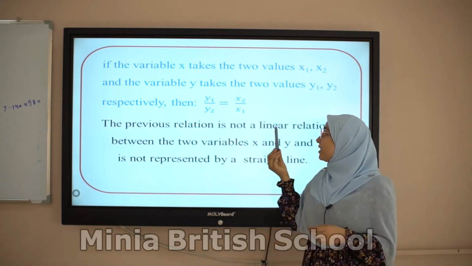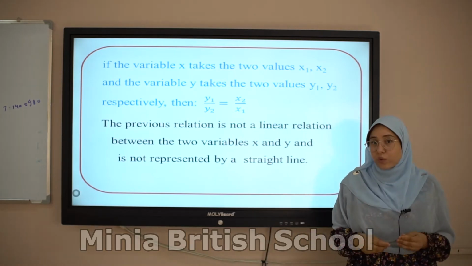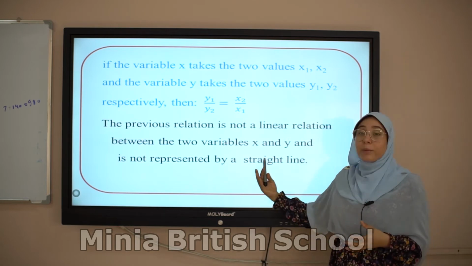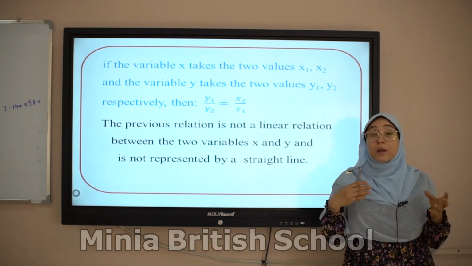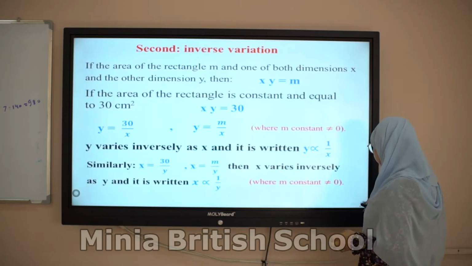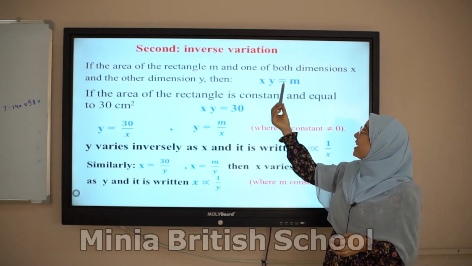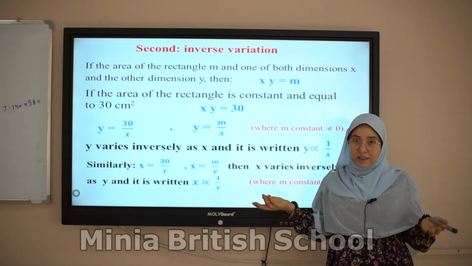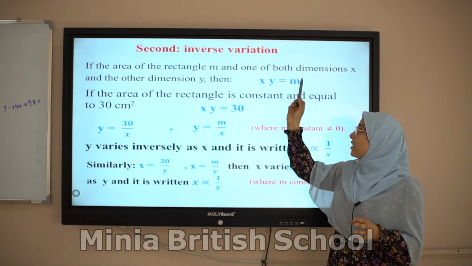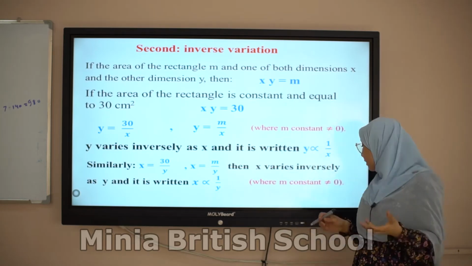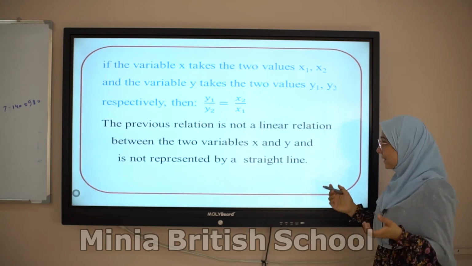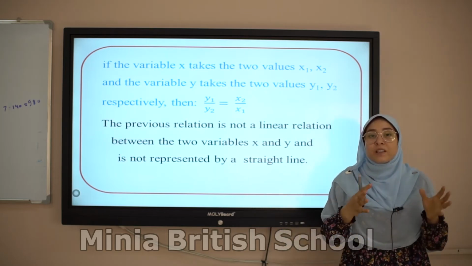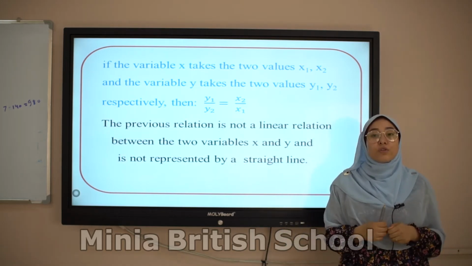The previous relation is not a linear relation between two variables, and it is not represented by a straight line passing through the origin point. Because here the relation xy equals m is of the second degree, okay, not the first degree. So xy is a relation of the second degree, so it does not represent a linear relation between two variables, and it is not represented by a straight line passing through the origin point.